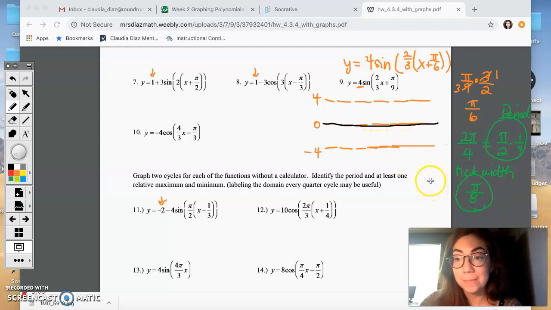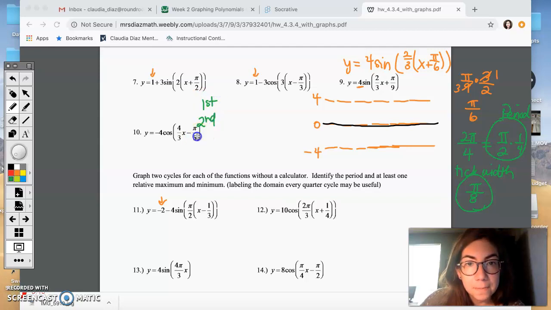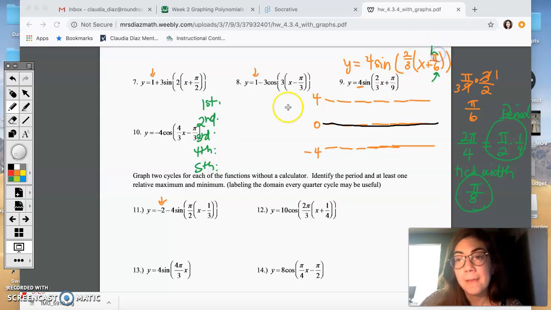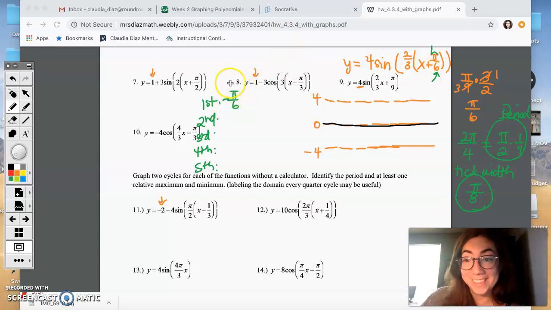Now the first tick mark, I'm going to write them over here. The first, the second, the third, the fourth, and the fifth tick mark. The first tick mark is our h value, which is right here. This time it's going to be a negative pi over 6, because you see how it's a positive pi over 6 in the equation, but the h is always the opposite. So it's negative pi over 6.